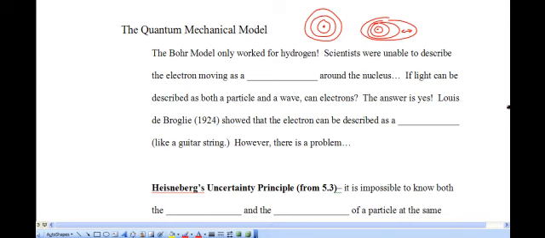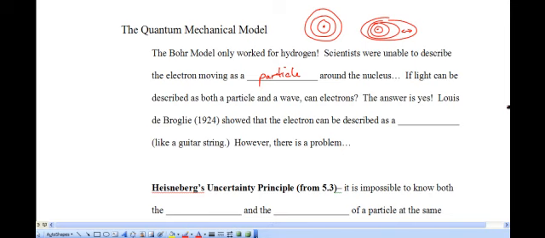start to repel one another. So the idea of the electron moving in a fixed pathway may actually work for hydrogen because it's not being repelled by anything else. But as soon as there's anything else there that's repelling it inside the atom, now we have problems. And so scientists were unable to describe the electron moving as a particle around the nucleus. So now they're stumped. What do you do? Since we can't make this particle model work, they started looking for other models.